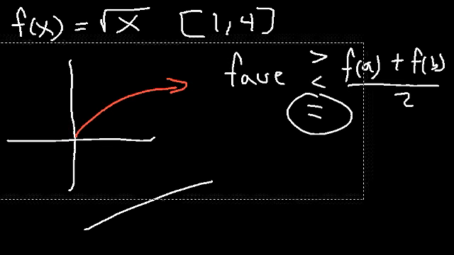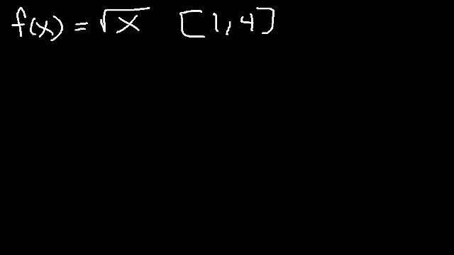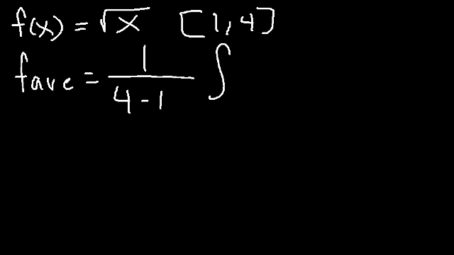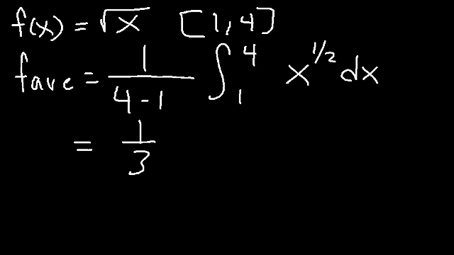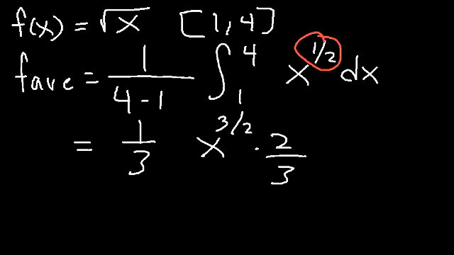Let's go ahead and calculate the average value. So this is going to be 1 over b minus a, the antiderivative from a to b of square root x, which is x to the 1/2 dx. So this is going to be 1 over 3, x to the 3 over 2 times 2 over 3. When you add 1 to 1/2, that's 1 over 2 plus 2 over 2, and you're going to get 3 over 2. Now instead of dividing by 3 over 2, it's the same as multiplying by 2 over 3. So this is the antiderivative, evaluated from 1 to 4.